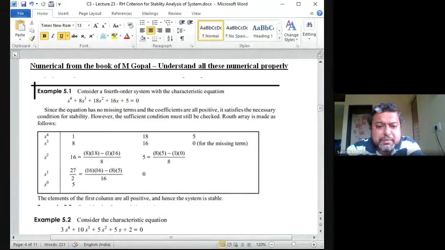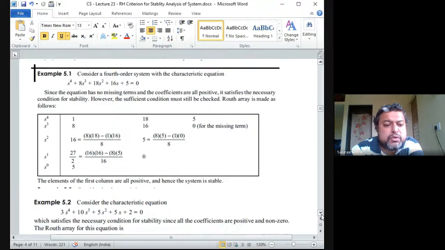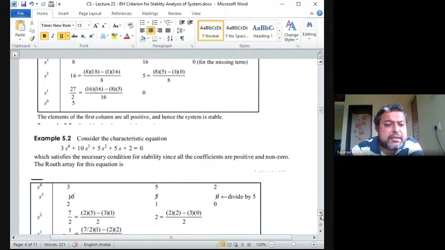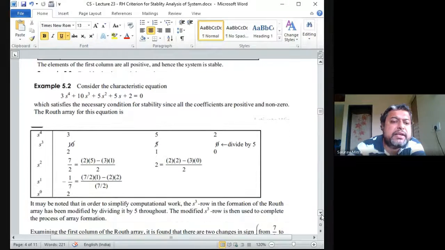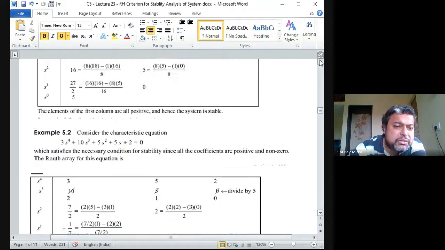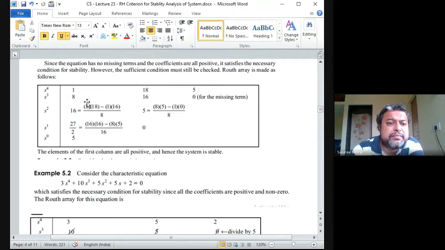So is it understandable, the way we are supposed to proceed? If yes, then I will go for the next numerical. It is the same numerical. You are finding that. After we have found it, what is the final conclusion? Just check the first column. What are the first column elements?